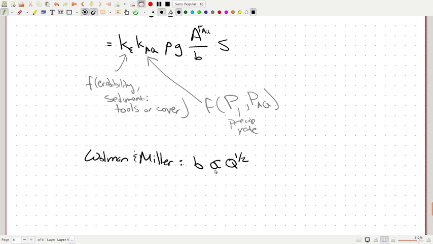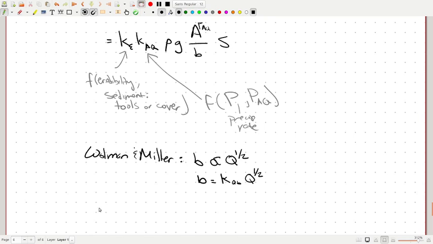And so this proportionality term, we can also just replace with a constant. So I'm just going to say B is going to be equal to some K_QB times Q to the 1/2. So this means a coefficient to convert discharge into width times river discharge to the 1/2 power. Okay, now let's plug that into our stream power equation as well. And we get erosion rate is equal to K epsilon times K_AQ. And then we have K_QB. That's going to go in the denominator since width is down there.